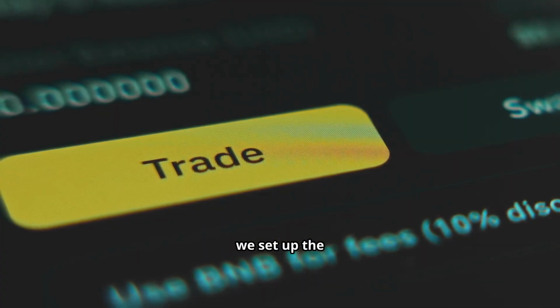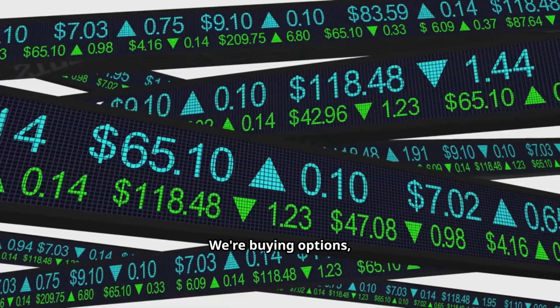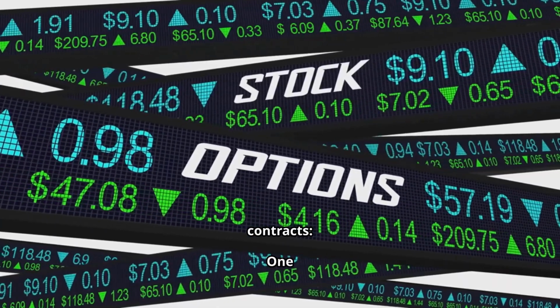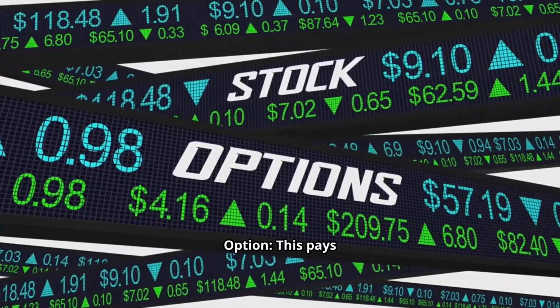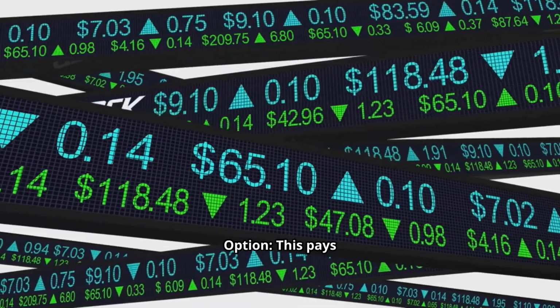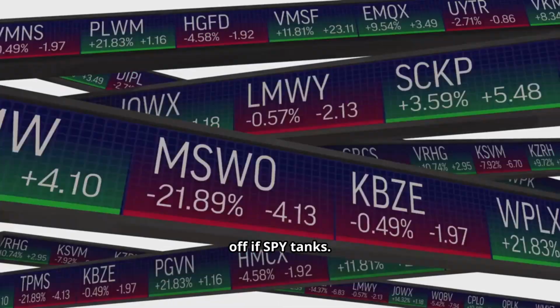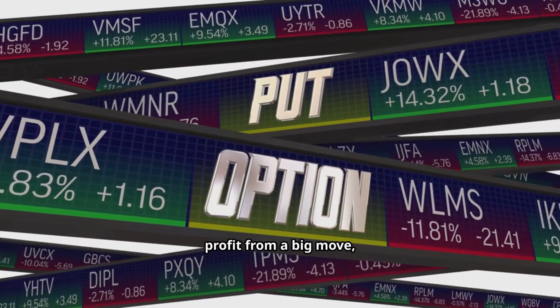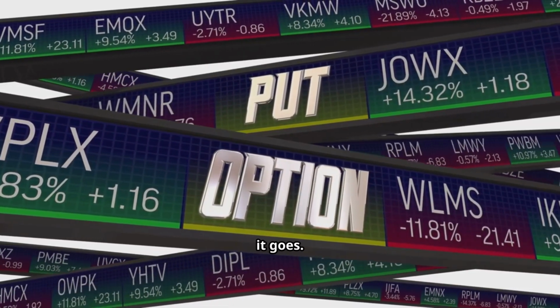Inside this block, we set up the actual trade. We're buying options, not the stock, so we'll configure it to buy 2 contracts, one at the money call option. This pays off if SPY rockets up. One at the money put option. This pays off if SPY tanks. By buying both, we've created our straddle. We're now ready to profit from a big move, no matter which way it goes.